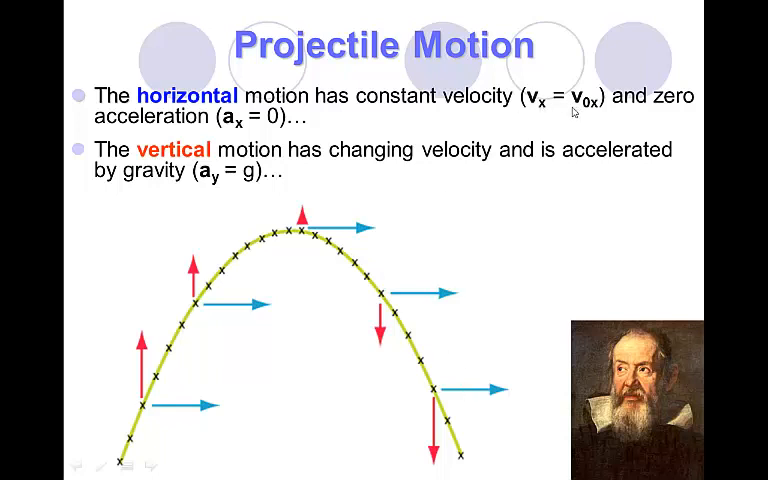Vx, the velocity in x, will be the same as the initial velocity in x. And also, we will have an acceleration of 0 because there are not any forces pulling this in the horizontal direction. Now the vertical is a different thing.